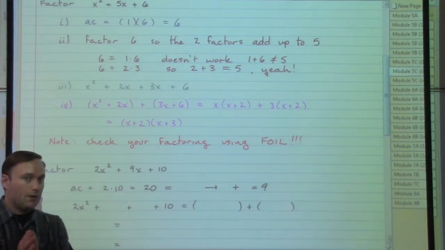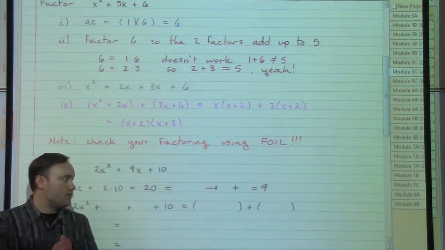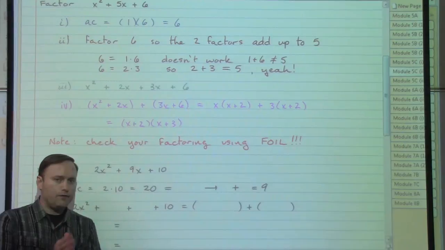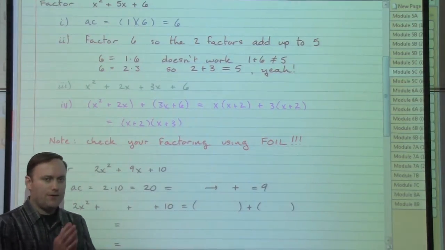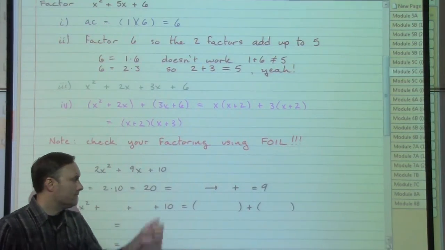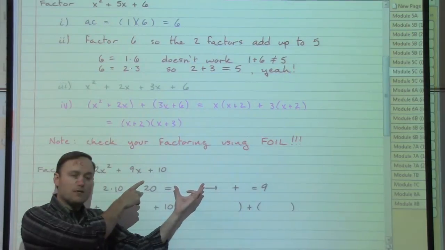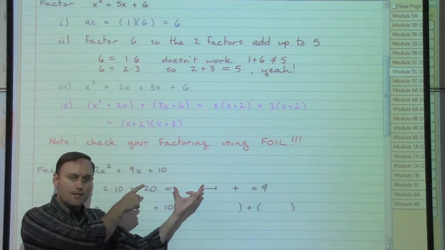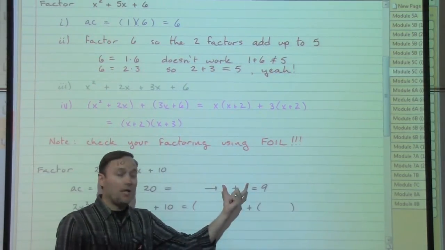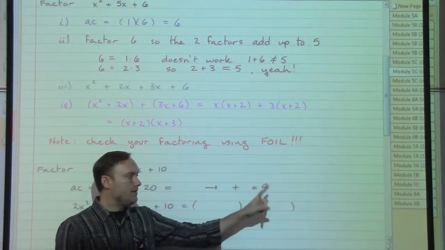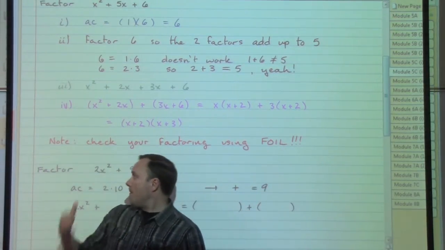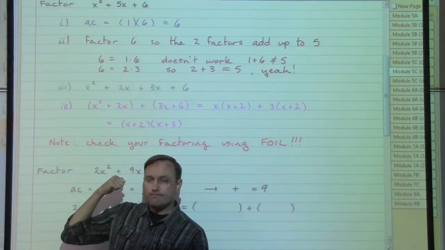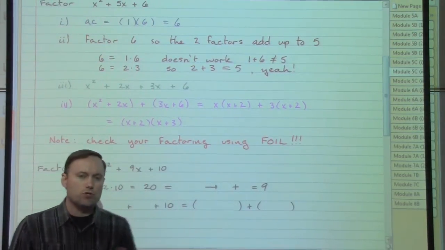So again, the important part, I'm looking for two special numbers. They have to fit two very specific requirements. What times what gives me the 20? Blank times blank gives me the 20. Blank plus blank gives me the 9 from my middle term. So I have to fill in the blanks just right.